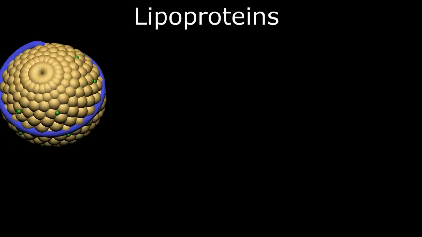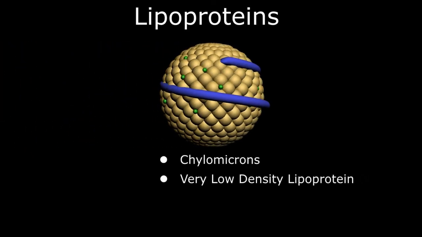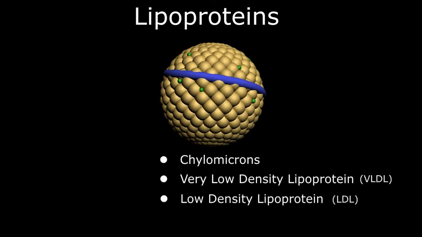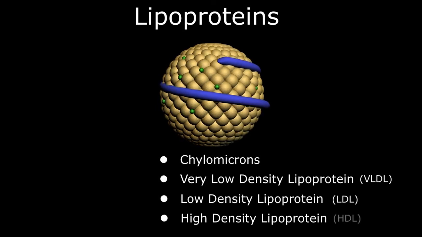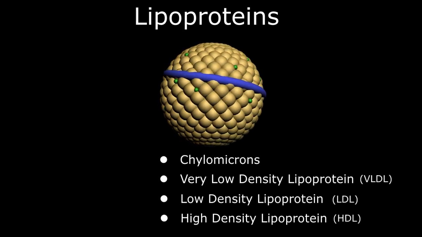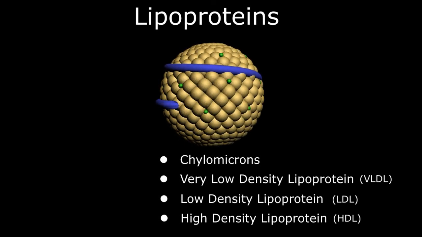These transport vehicles are known as lipoproteins and include chylomicrons, very low-density lipoproteins or VLDLs, low-density lipoproteins or LDLs, and high-density lipoproteins or HDLs. We will describe these in detail and explain the biophysiology of lipid absorption and transportation in the second and final video of this series.